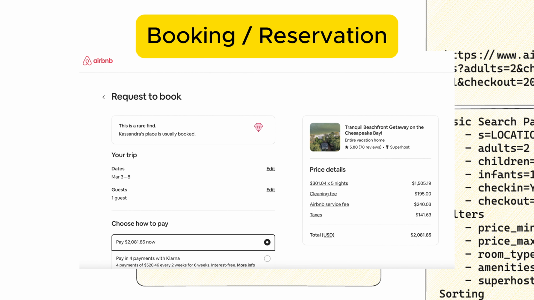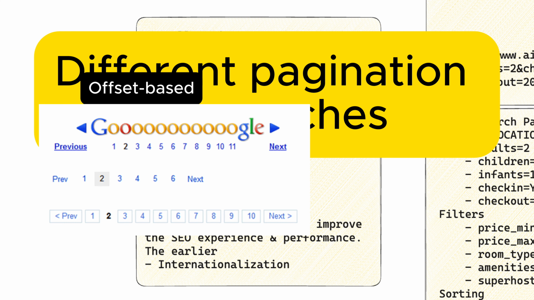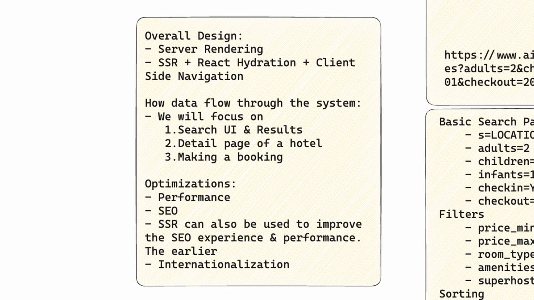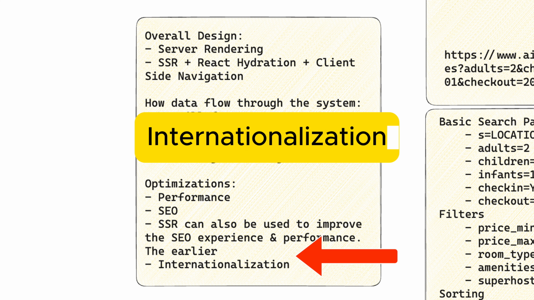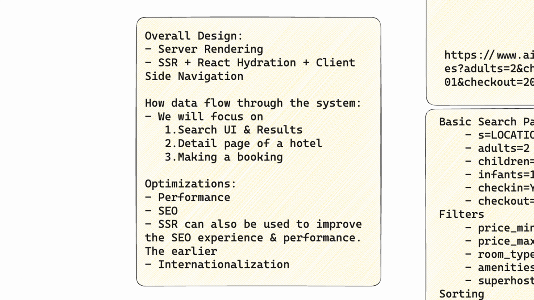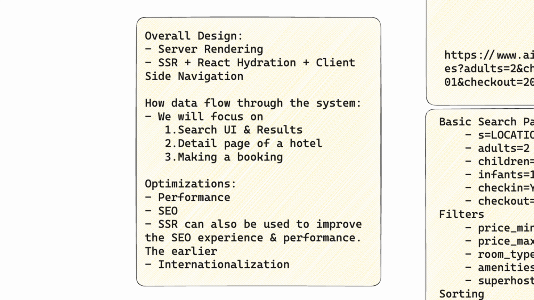We will then discuss different pagination approaches, mainly offset-based pagination versus cursor-based pagination. In the next video, we will cover various optimizations, including internationalization, which means catering to a global audience by supporting multiple languages and currencies, and SEO, which means enhancing our site's visibility on search engines. Plus, the use of SSR itself plays a vital role in boosting SEO performance and user experience.